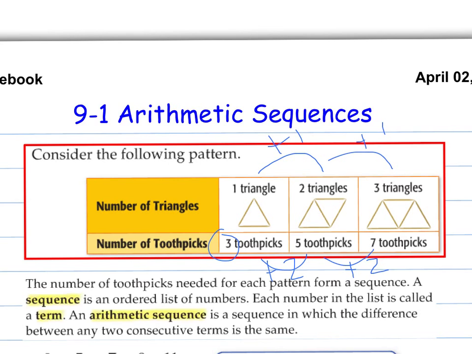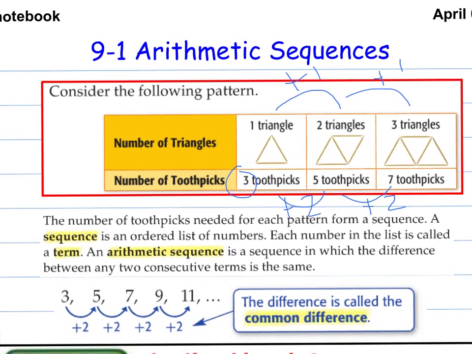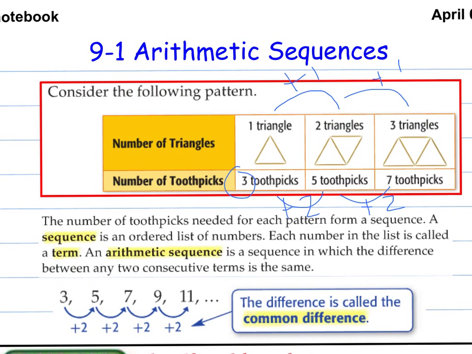And so what this means for us is that the number of toothpicks needed for each pattern forms a sequence. A sequence is an ordered list of numbers. Each number in the list is called a term. We talked about term a little bit before.